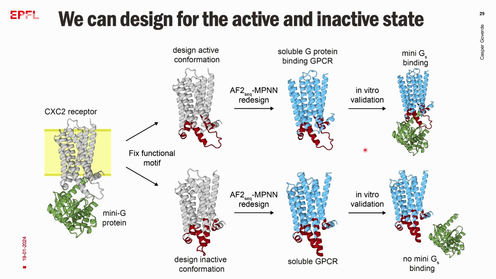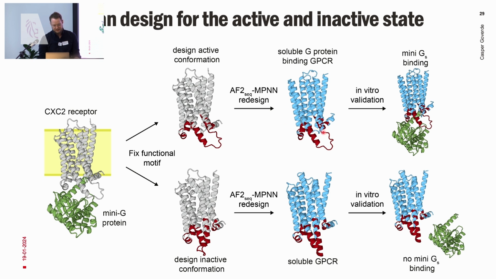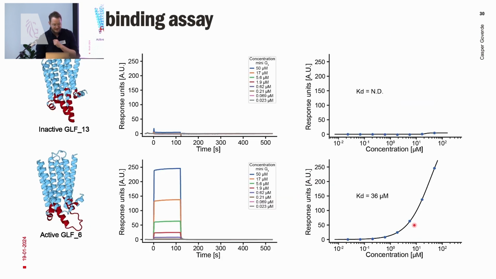Now, secondly, can we design for the active conformation, also keeping the same residues fixed that we keep fixed for the inactive conformation, and put it through AlphaFold MPNN, and then we should get designs that start binding G protein. So we will test this. What we would expect is that we get an active conformation that can bind G mini and an inactive conformation that actually does not. We actually did these experiments last week, so I'm very excited to share the results with you. And this is indeed what appears to be happening.